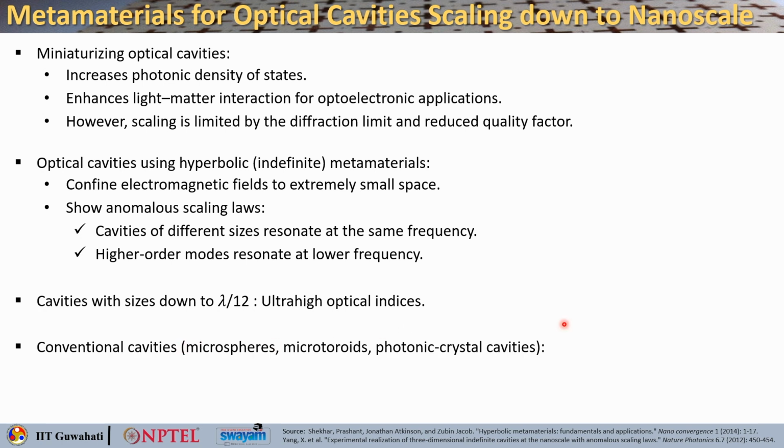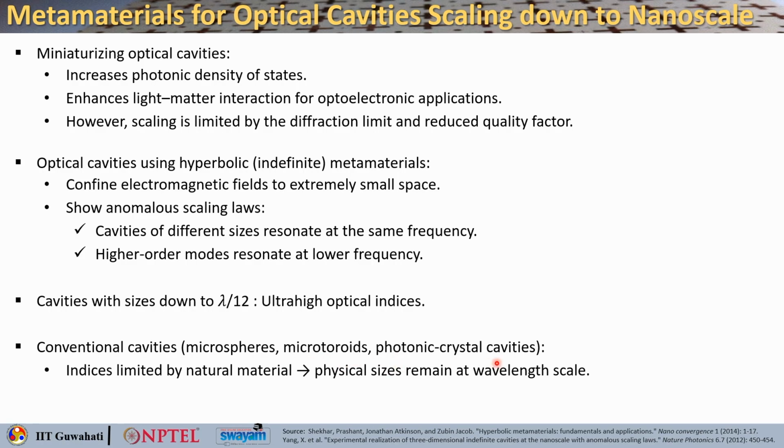In the conventional cavities such as microspheres, microtoroids and photonic crystal cavities, the index is basically limited by the natural material, and that also defines the physical size of the cavity, which remains typically in the wavelength scale. But because with metamaterials you can achieve very extraordinary optical indices, that is how you can also change the overall physical size of the cavity.